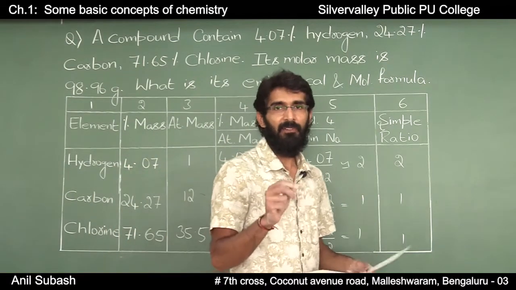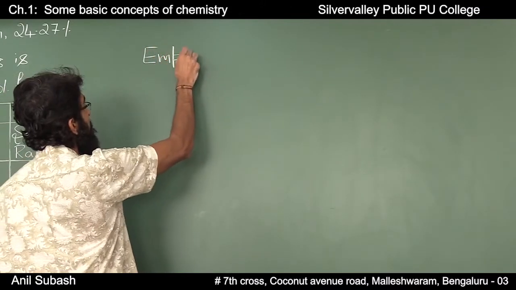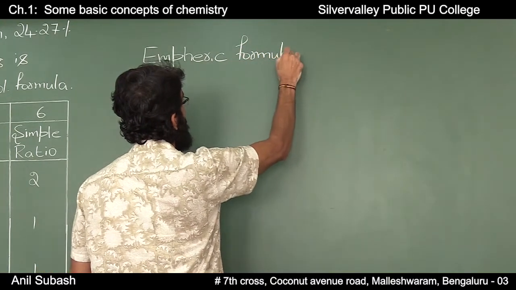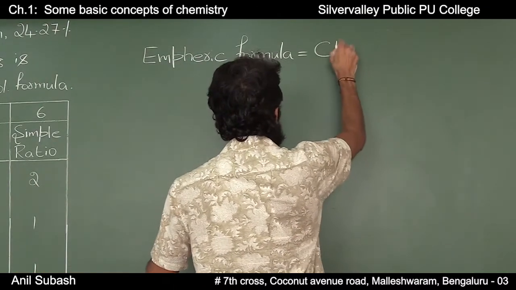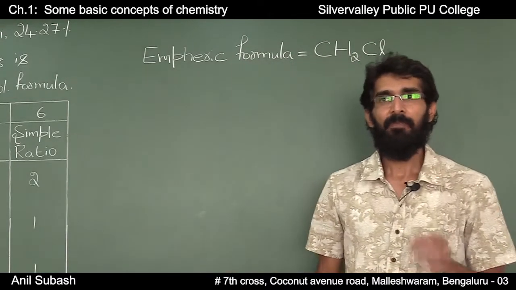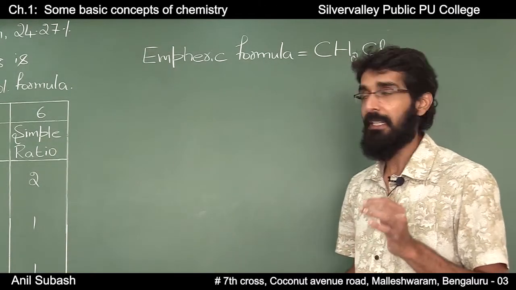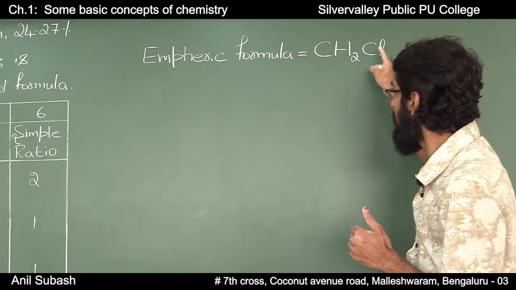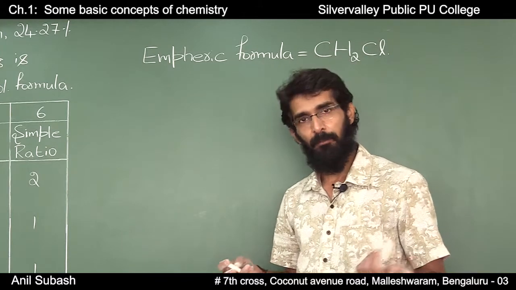Based on this, we will write the empirical formula. Equal to CH2Cl. We know that the simple ratio is 2:1:1. That is, it contains 1 atom of carbon, 2 atoms of hydrogen and 1 atom of chlorine. Now, we will calculate the empirical mass.